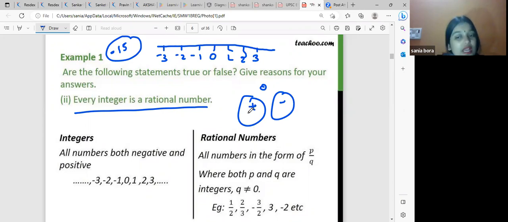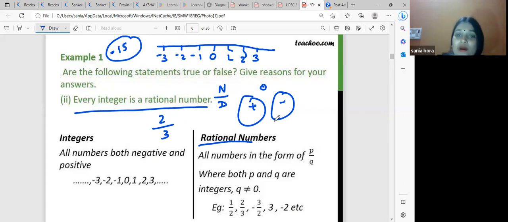Now coming to rational numbers. Whenever you get the word rational number, basically whenever you're getting a number in the form of P upon Q, that is your rational number. P upon Q means one will be your numerator and one will be your denominator. Clear? So, for example, 2 upon 3. Tell me, is this a rational number or not? It is. Why? Because this is the numerator and this is the denominator.